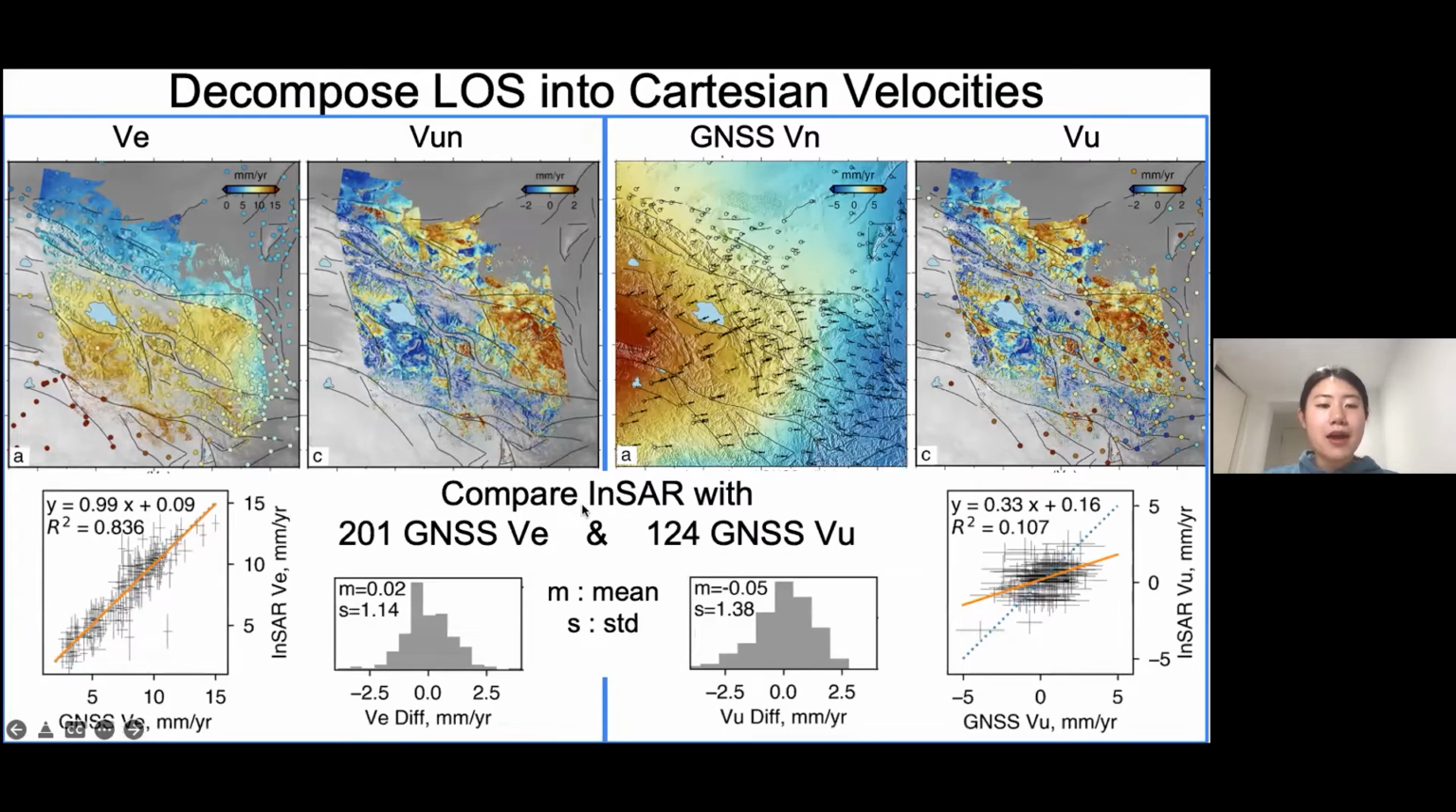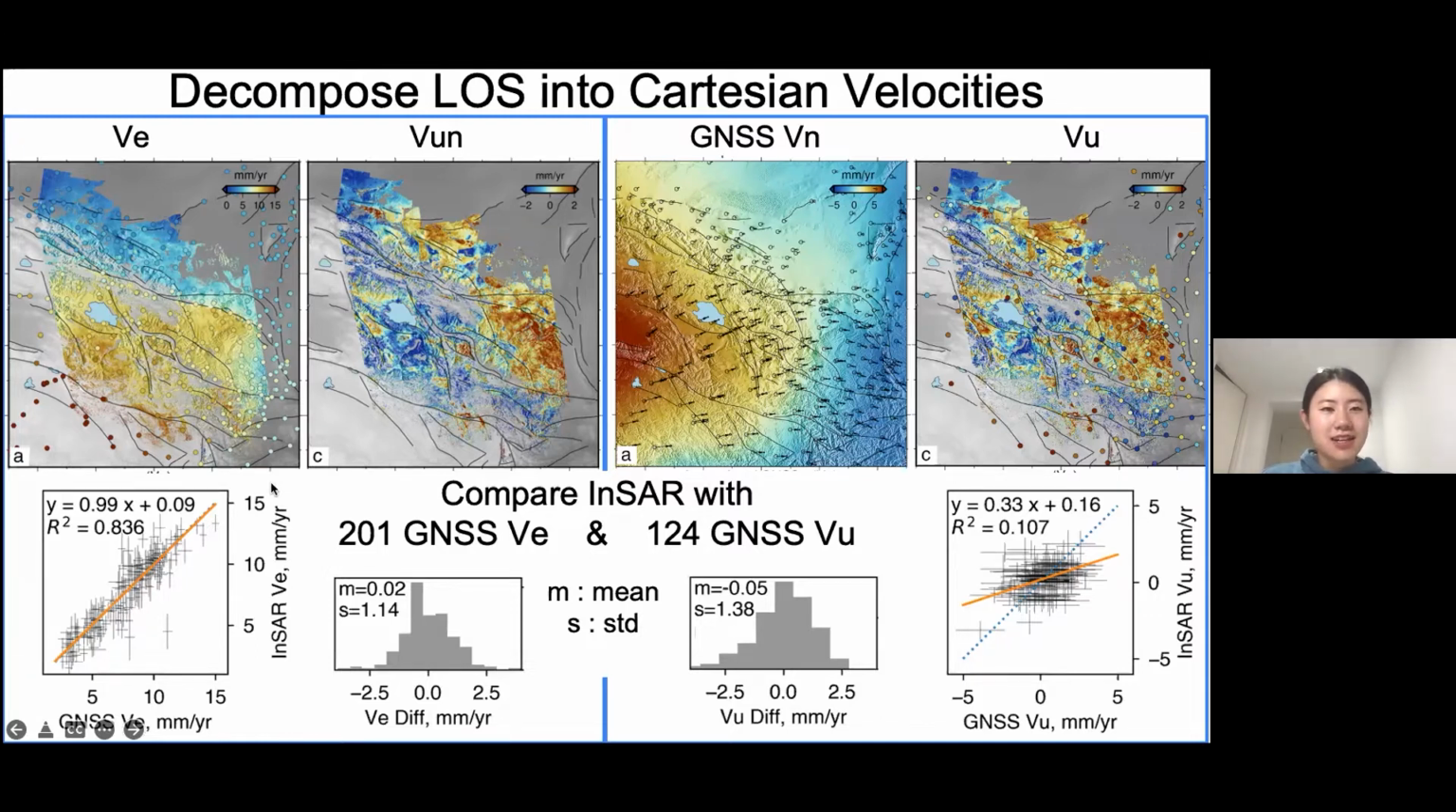If we compare the InSAR and the 201 GNSS east velocities and 124 GNSS vertical velocities, we get a standard deviation of the misfit of 1.14 for VE and 1.38 millimeter per year for VU. And in particular, we get a very good correlation between the InSAR and the GNSS in the east component, which is great.